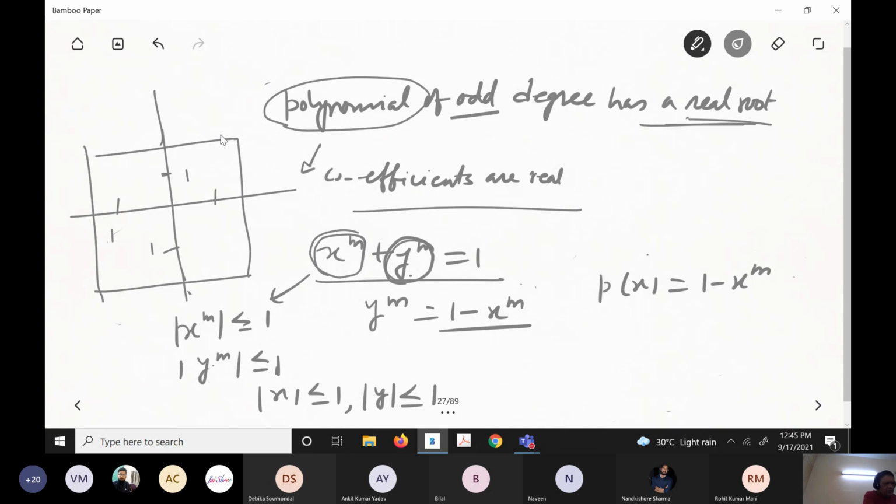But when m is odd, now look, how will I prove this is unbounded? Okay, this p of x, you take a number, any number, say c. Then now you take this. Don't confuse it with this p.